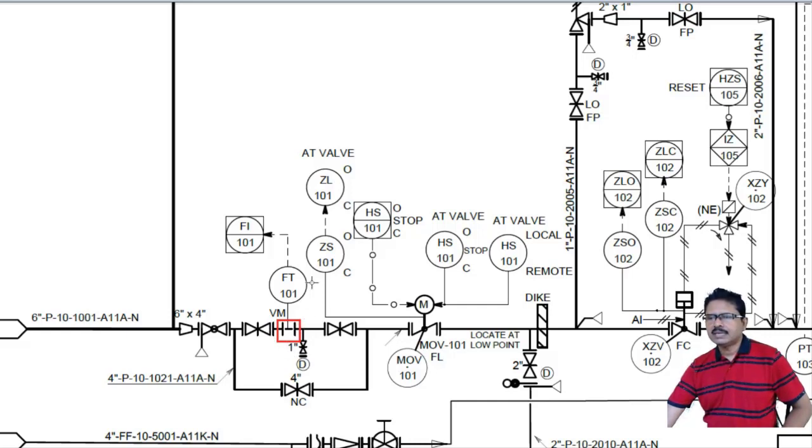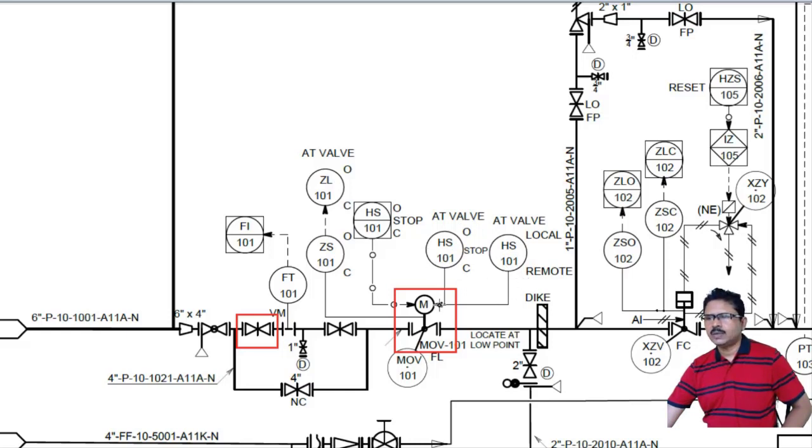This Venturi meter is connected with the transmitter FT101 and it is connected with the control panel instrument FI101. Two gate valves have been installed on both sides of this Venturi meter. This is a motor operated butterfly valve which is connected with flanges. MOV101, motor operated butterfly valve. This HS101, HS101, these are different hand switches.